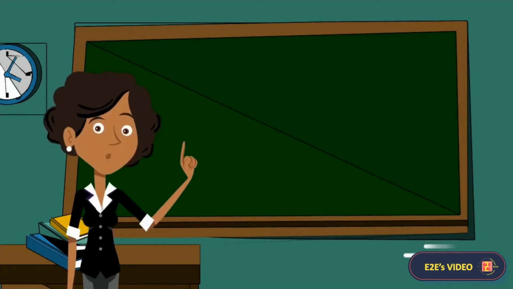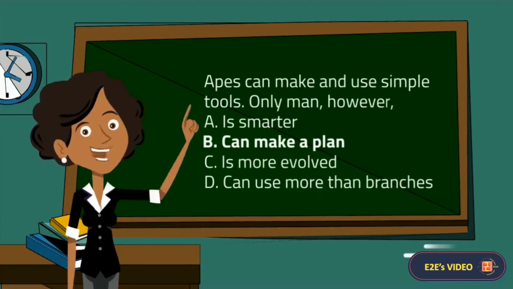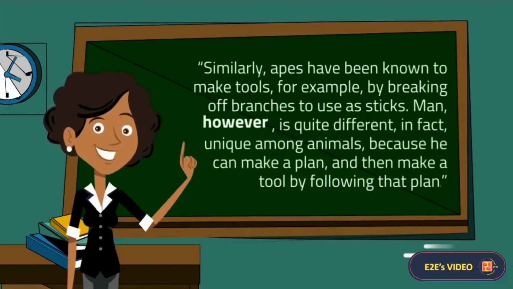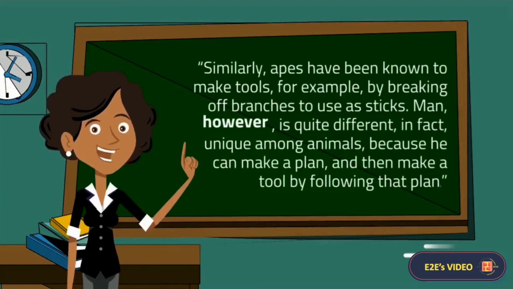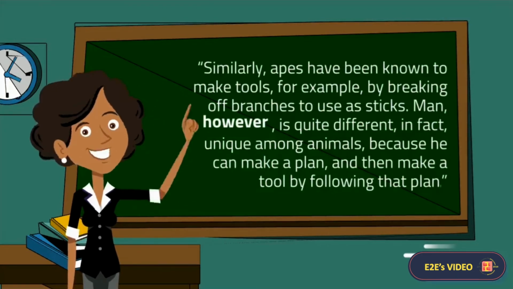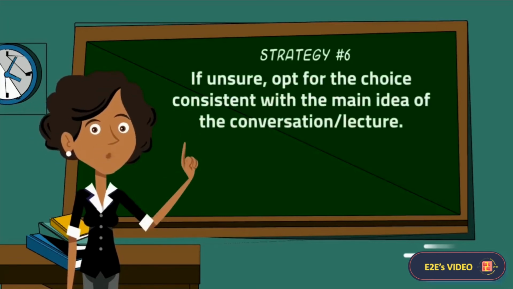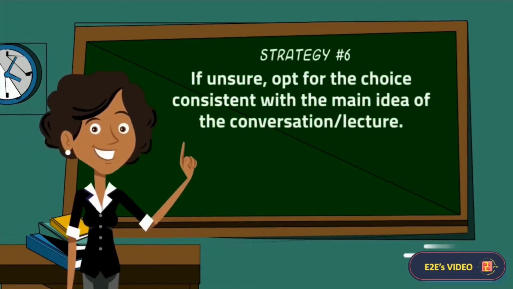What did you choose? The right answer is B. A and C are only inferences and not what was mentioned in the audio. Notice the word however. It signals the key information needed for this part. In an unfortunate case when you are unsure of the correct option, go for the choice that correlates with the main idea of the lecture.